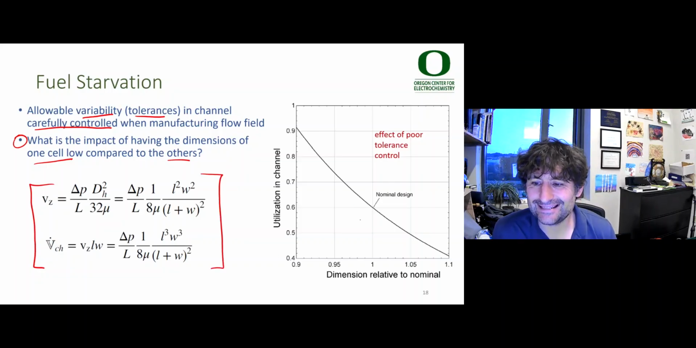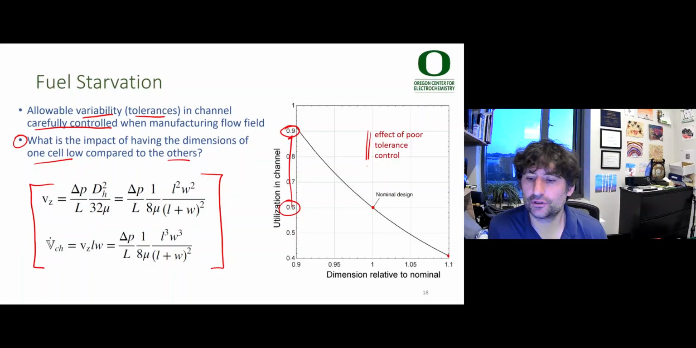But basically the idea is, you could imagine you have a nominal design point here, and you get a utilization of 0.6. Now imagine that your cell is just 10%, that particular channel is just 10% too small. Your utilization might go up to as high as 0.9. And this is bad because you'll be in a fuel starvation regime. So you need good tolerance control in your channels to make sure, even with some error in the system build, you have good utilization and you're never starving the cell.